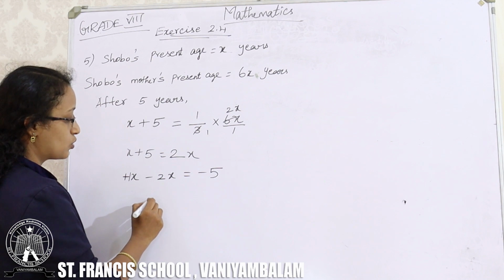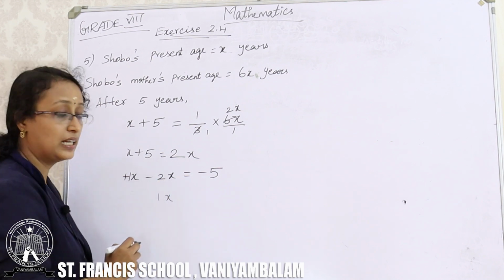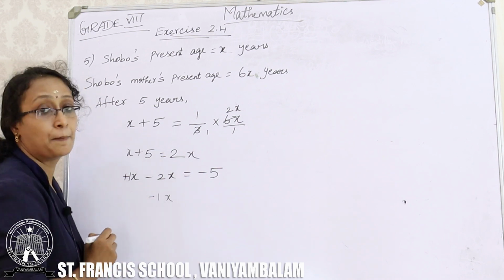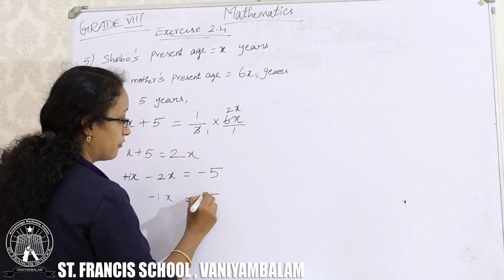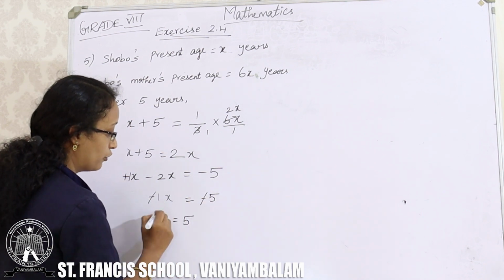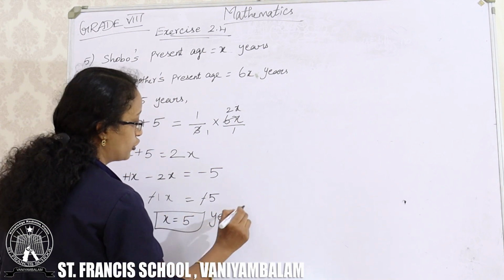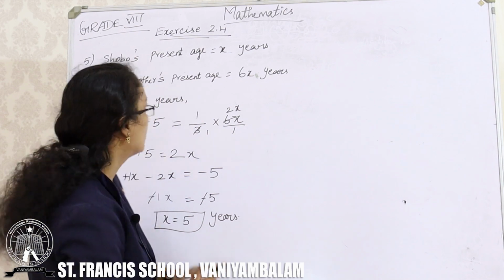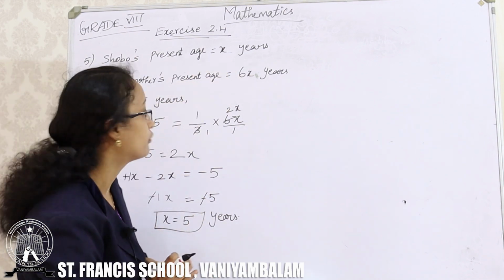Plus x has no coefficient, so consider it as 1. Plus 1 minus 2 is subtracted. So 2 minus 1 is 1, and the greater number's symbol is minus. So minus 1x is equal to minus 5, and the minus will get cancelled. x is equal to 5. We got the age of Shobo. Right? The age of Shobo is x years. So we got the x value, 5 years.